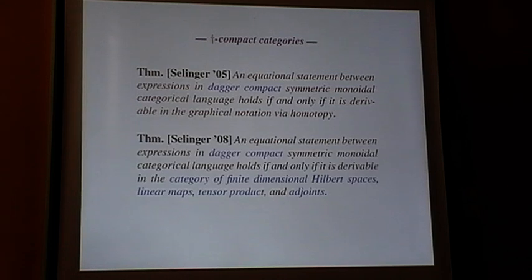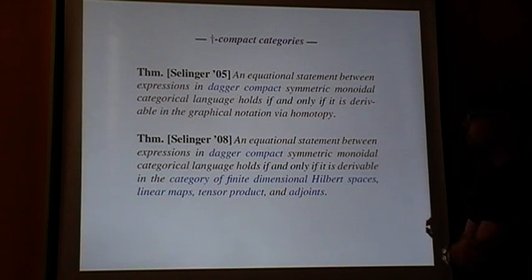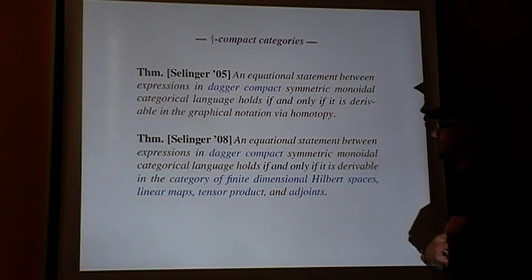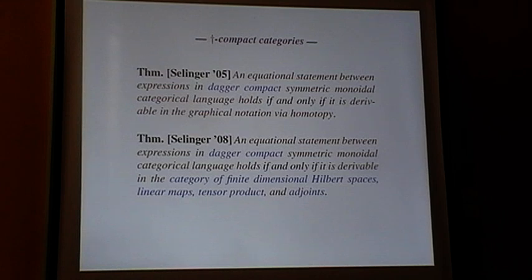Recently, something more surprising happened. Again, the same guy. An equational statement between expressions in the dagger compact symmetric monoidal categorical language holds if and only if it is derivable in the category of finite dimensional Hilbert spaces, linear maps, tensor product, and adjoint. Which means that for a certain fragment of quantum mechanics expressible in this language, you can prove it in quantum theory, you can prove it diagrammatically. It's a completeness theorem, like a logical completeness theorem.